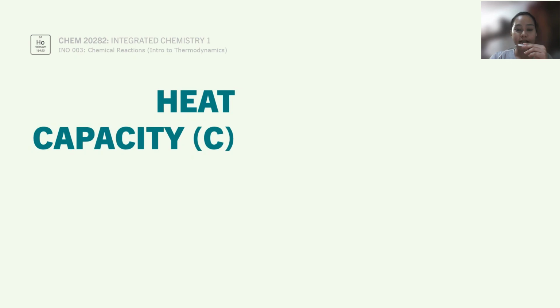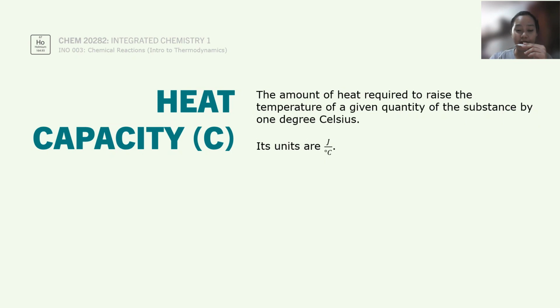Heat capacity, on the other hand, is the amount of heat required to raise the temperature of a given quantity of the substance by 1 degree Celsius. Since its quantity is not per gram, the unit for heat capacity is joules per degree Celsius. The relationship of heat capacity and specific heat is expressed by the equation below, where C, heat capacity, is equal to the product of mass and specific heat.